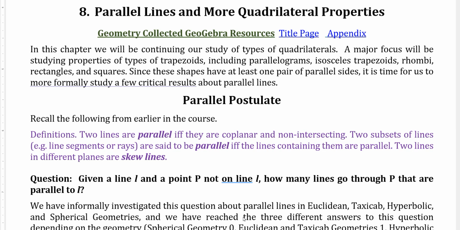So first of all, let's remember our definitions. Two lines are parallel if and only if they are coplanar and non-intersecting. Two subsets of lines, like line segments or rays, are said to be parallel if and only if the lines containing them are parallel. Two lines in different planes are skew lines. Skew lines also do not intersect.